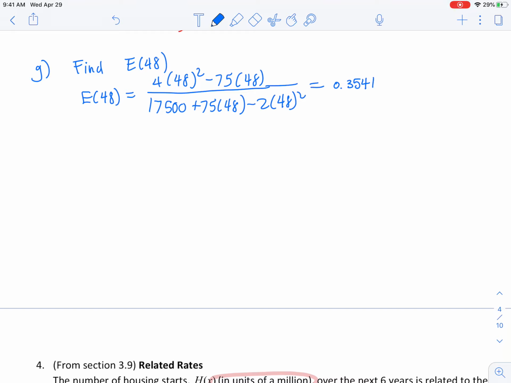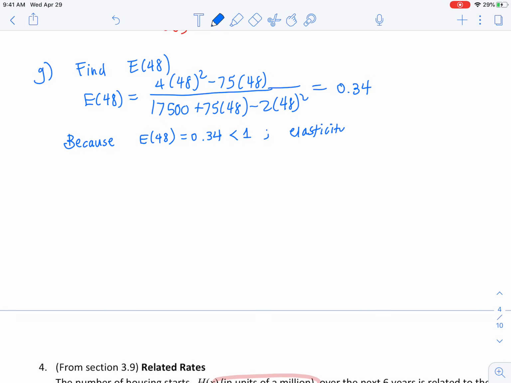Why couldn't they give me a fraction this time? I wonder, but that's okay. Assuming that I typed in everything right. I typed in 45 on the numerator. That's what happened. Change it to 48. It's still smaller than 0.36. That's what I got. Now notice, because E of 48 is equal to 0.35, which is less than 1.